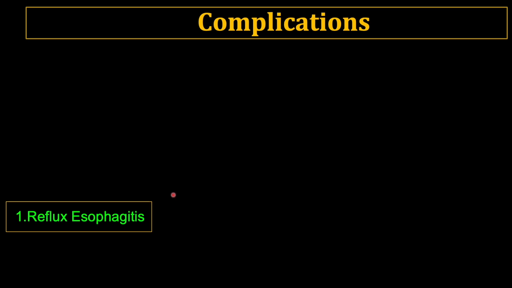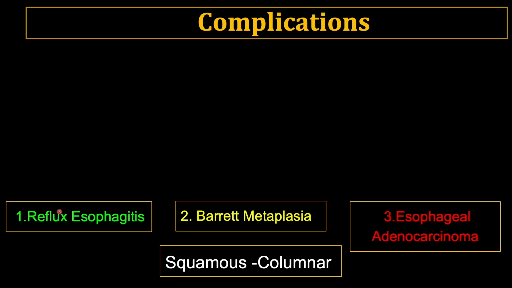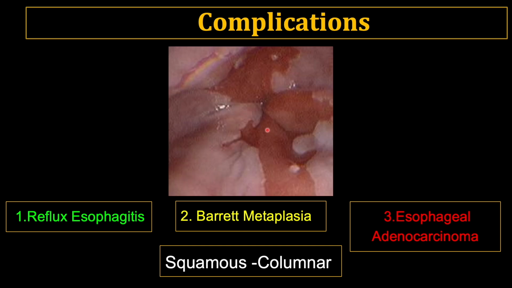Commonly encountered complications of GERD are reflux esophagitis, Barrett metaplasia, and development of esophageal adenocarcinoma. Reflux esophagitis happens because of irritation by the acidic gastric content. Recurrent irritation of the esophageal squamous mucosa leads to conversion of the squamous mucosa into columnar intestinal metaplasia. This is known as Barrett metaplasia. Barrett metaplasia is seen on endoscopy as salmon pink color. The salmon pink color is usually seen in the gastric mucosa.